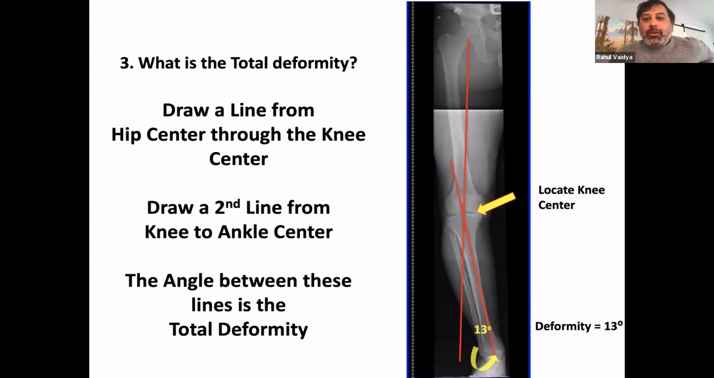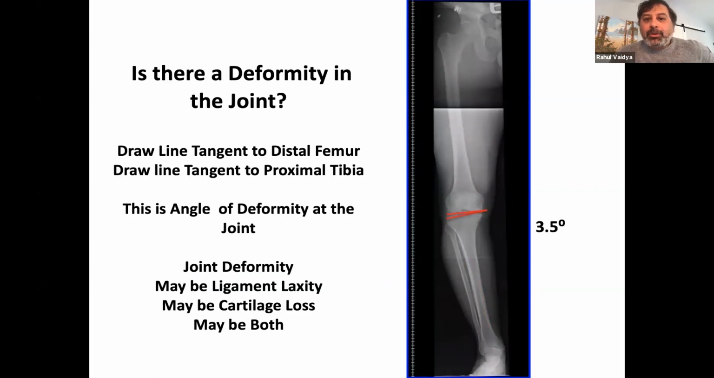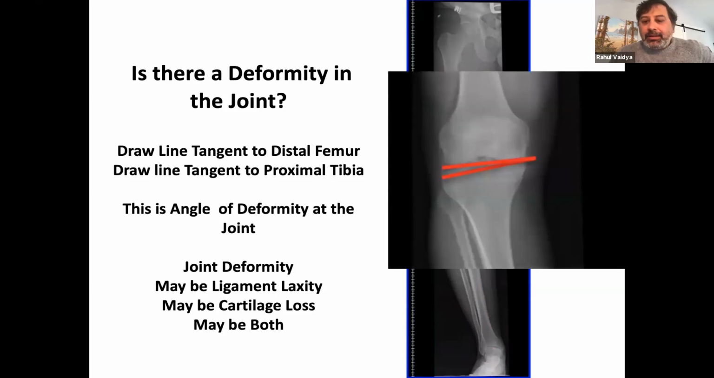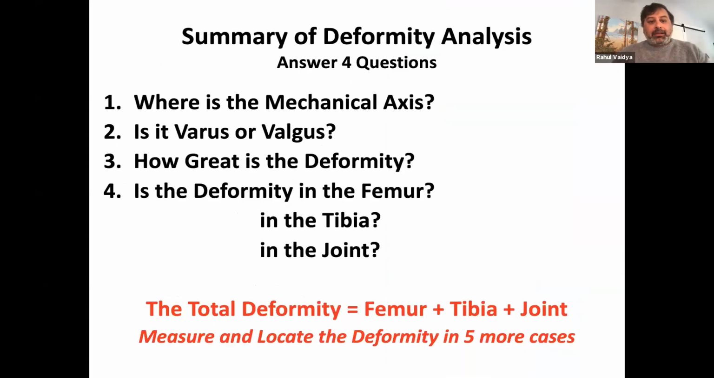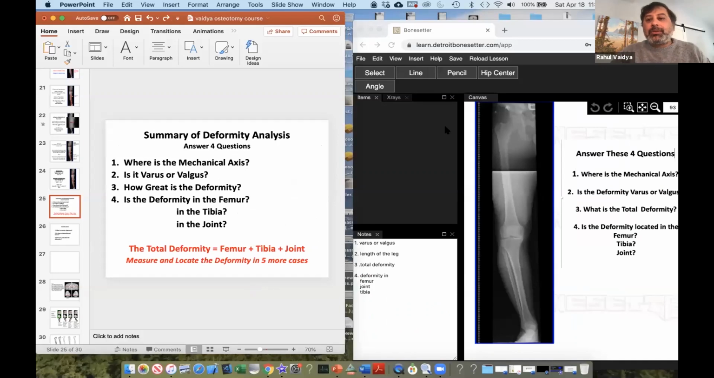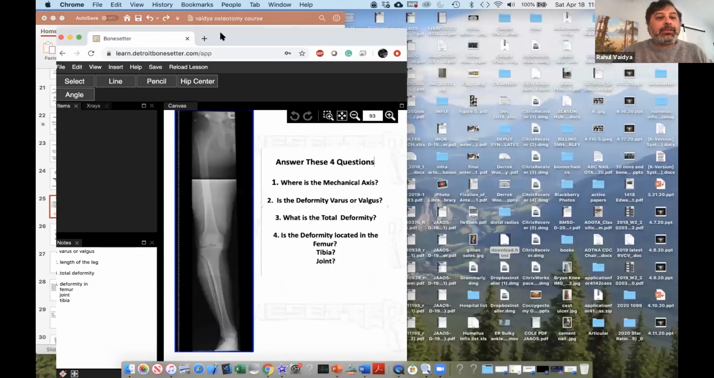We're going to find the total deformity by drawing an angle between the mechanical axis of the femur and that of the tibia. In this case, it's 13 degrees. We're going to measure the joint line, and it's 3.5 in varus. And then we're going to figure out how to add these things up, because we know that the normal alignment is 93 and 87 degrees. So let's go to Bone Setter, and let's do this together.